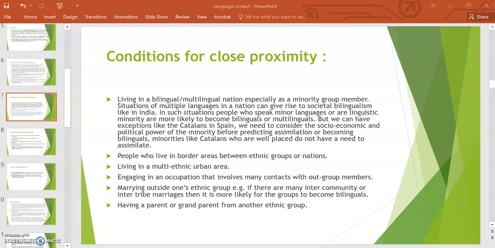Another condition is marrying outside one's ethnic group. For example, if there are many inter-community or inter-tribe marriages, then it is more likely for the groups to become bilinguals. I've already spoken to you earlier that in certain tribes, they have a tradition that they cannot marry within the same tribe, and that's why they cannot marry within the same language speaking community.